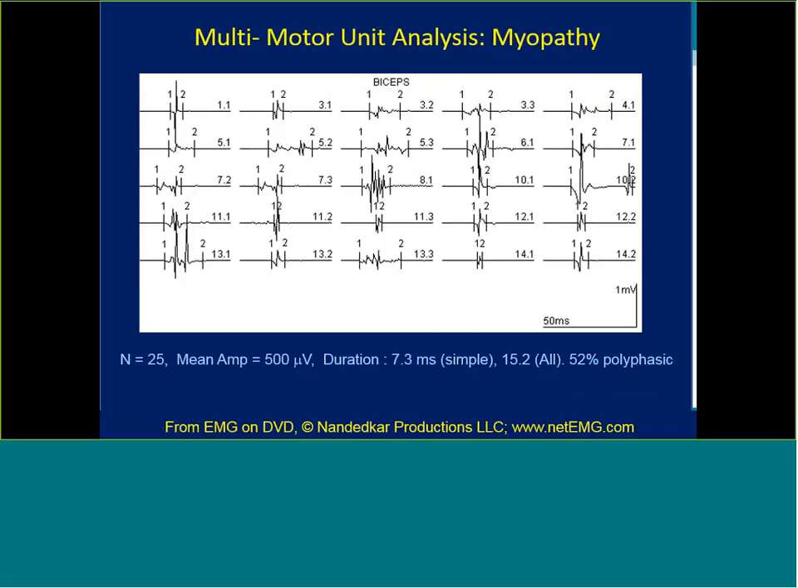Here are potentials from a patient with myopathy, and you can see a lot of variability. You get very simple waveforms, small waveforms, complex waveforms, with late components, and so forth. And once again, you can see the duration of simple MUAPs is reduced. Duration of all motor potentials is high. And in this case, 52% polyphasic potentials are noted. This often happens in chronic myopathies.